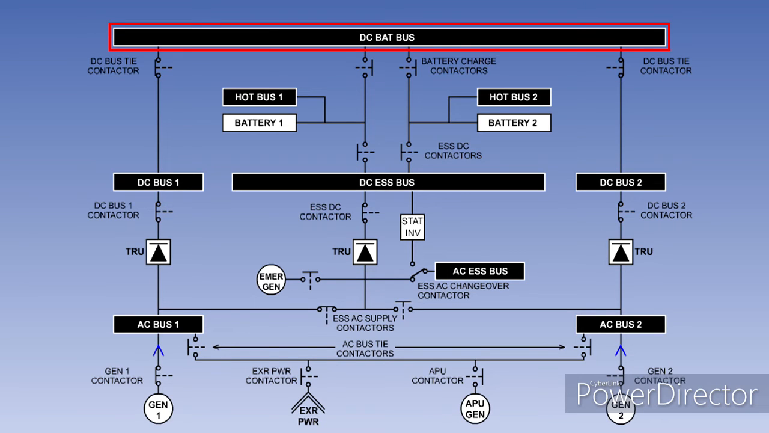The DC battery bus bar connects numbers 1 and 2 DC bus bars together. It also allows power from these bus bars to charge the batteries. If the essential DC bus bar loses its normal power supply, it can be supplied from either one or both of the batteries.